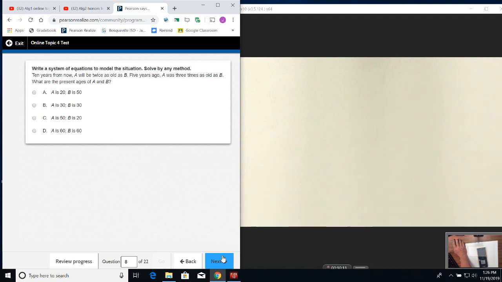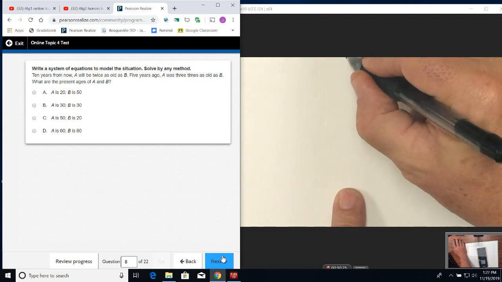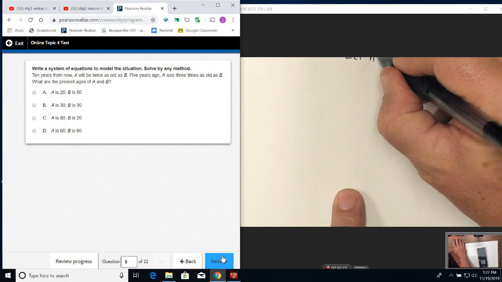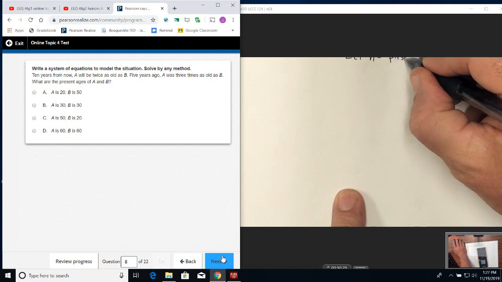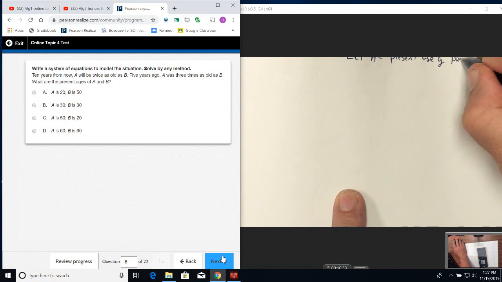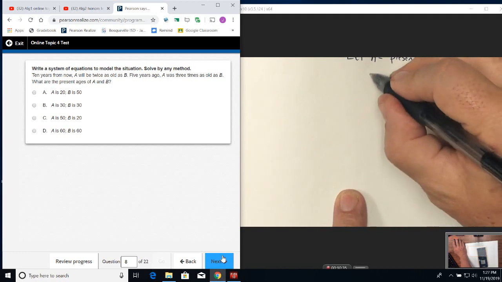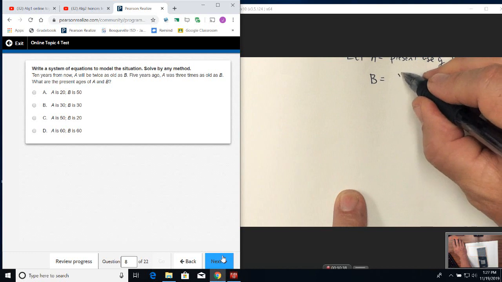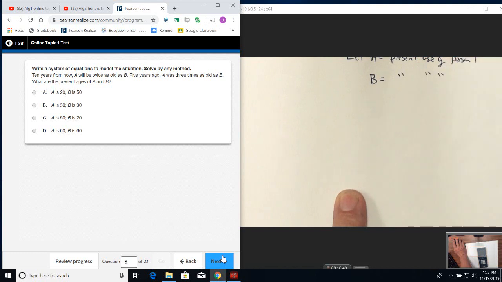10 years from now, person A will be twice as old as person B. 5 years ago, A was 3 times as old as B. What are the present ages of A and B? So we're going to let A be equal to the present age of person 1, and then B is going to be equal to the present age of a different person 2.